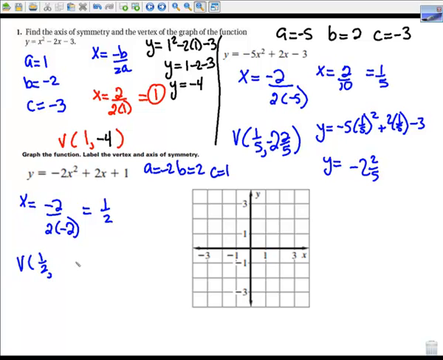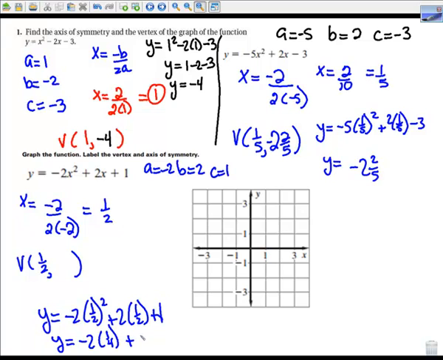My vertex is 1/2, comma, and now I'll plug it in. So y equals negative 2 times 1/2 squared plus 2 times 1/2 plus 1. So y equals negative 2 times 1/4 plus 1 plus 1. So it looks like y equals negative 1/2 plus 2. So y would equal 1.5.